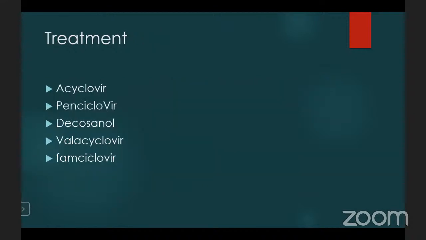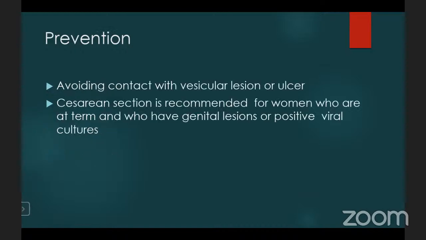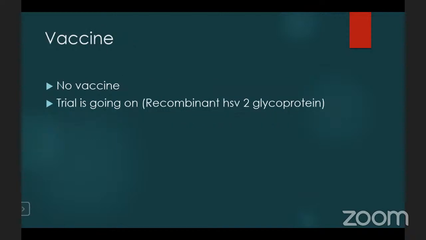Next one is the treatment: acyclovir, penciclovir, docosanol, valacyclovir, famciclovir. Prevention: avoiding contact with vesicular lesions or ulcers. Cesarean section is recommended for women who are at term and who have genital lesions or positive viral cultures. Vaccine: no vaccine is available. Trials are going on with recombinant herpes simplex virus 2 glycoprotein.